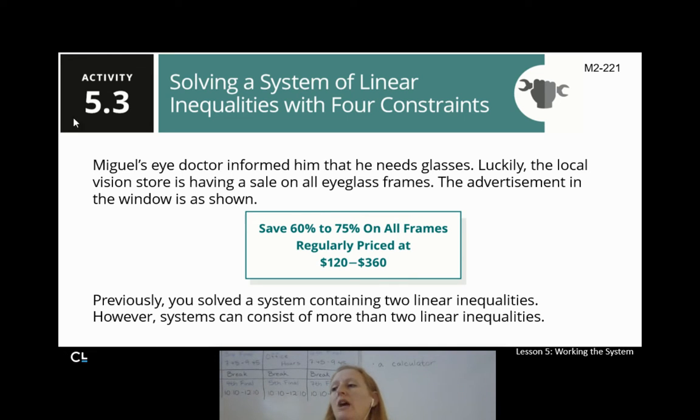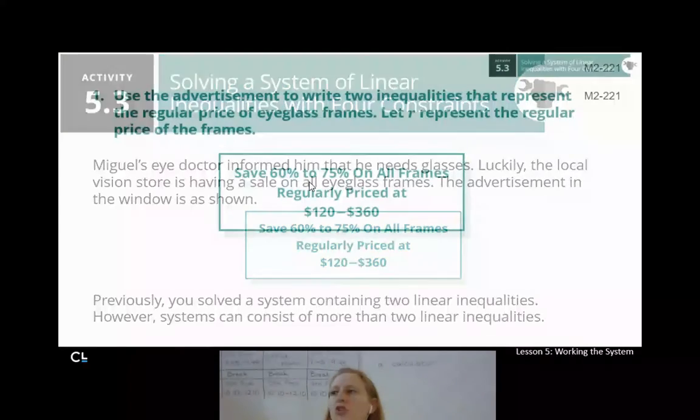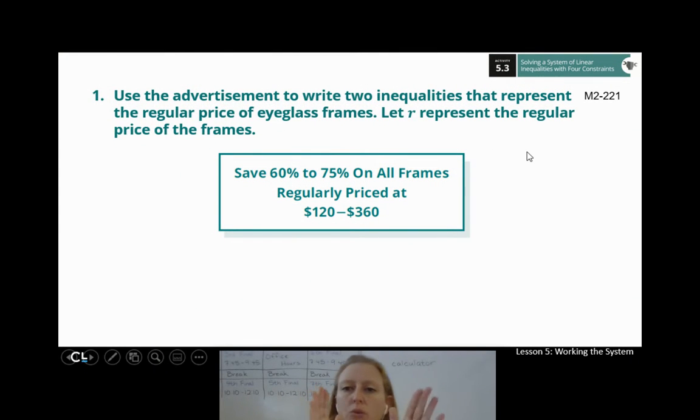Ding. Now, previously you solved a system containing 2 linear inequalities. However, a system can consist of more than 2 linear inequalities. So we're going to work our way into this. I would like you to use the advertisement to write 2 inequalities, we'll just start with 2, that represent the regular price of eyeglass frames. And let R represent the regular price of the frames, okay? Don't overthink it, just hit pause, write down 2 inequalities that represent the regular price of the frames using R for that variable. Go ahead, hit pause, write it down, hit play to keep going.